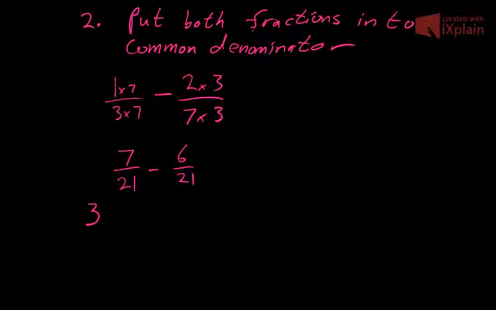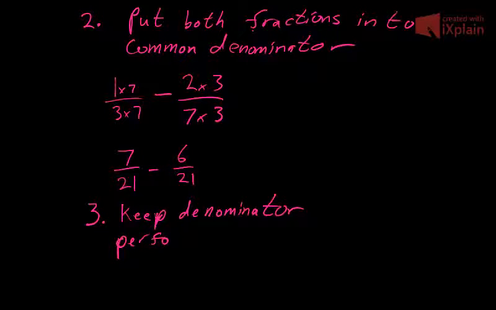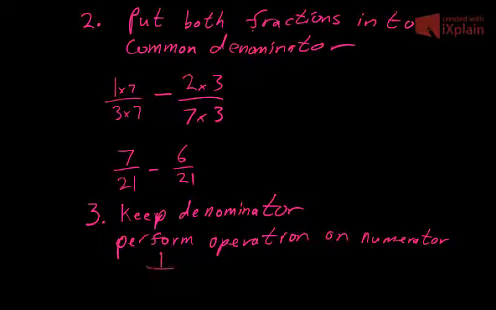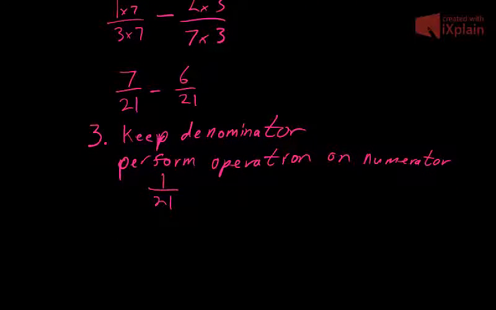And then what we're going to do is keep the denominator and perform the operation. So perform operation means either add or subtract on the numerator, which is going to give me 1 over 21. Ta-da! I'm hoping that we could already do the fraction thing, but our 3 steps are going to be the exact same when doing fractions with some more complicated things.